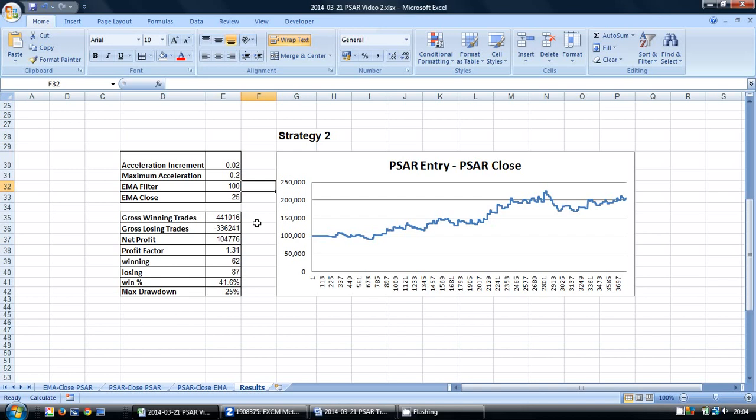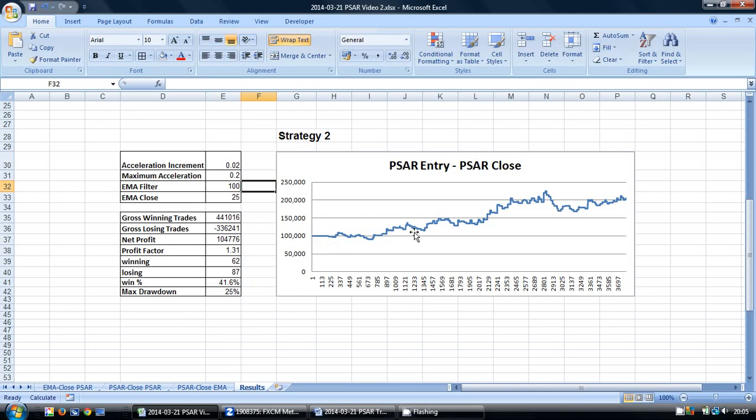Okay, so our net profit here, we've gone from 100,000 to just over 200,000, doubled our capital over the time period. We're showing still a fairly decent win percentage, just under 42% of trades were winning trades, and a maximum drawdown of 25%.